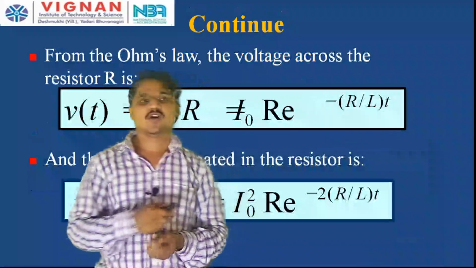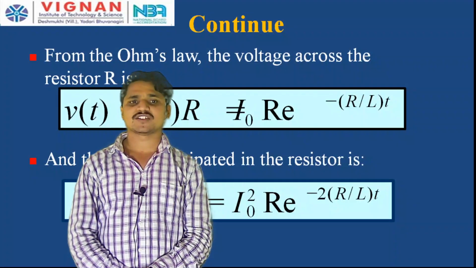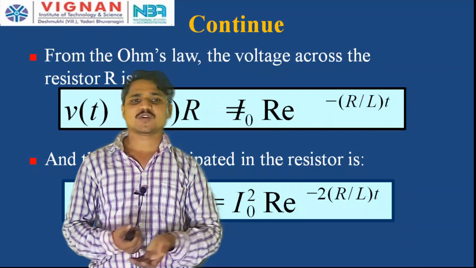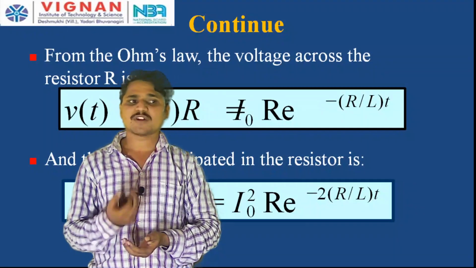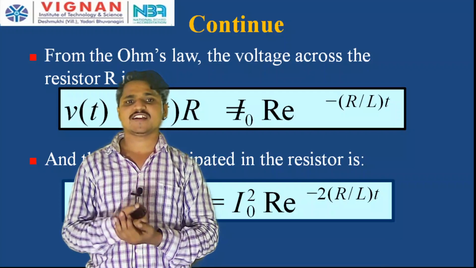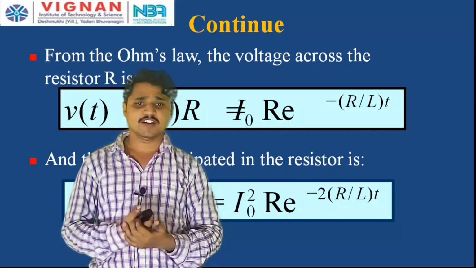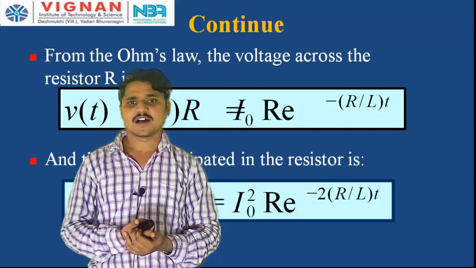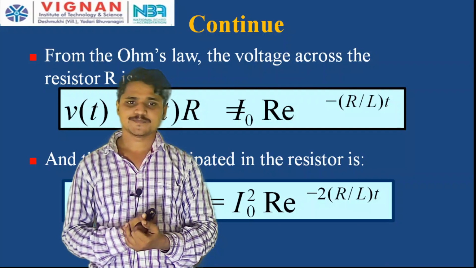Now, once you get the current response, it is easy to find the voltages. What is the voltage across the resistor? What is the voltage across the inductor? From Ohm's law, we know that the voltage across the resistor R is V of t is equal to I into R, that is I of t into R. Already we got I of t is I naught into e to the power of minus R by L into t, multiplied with R, you will get the voltage across the resistor.